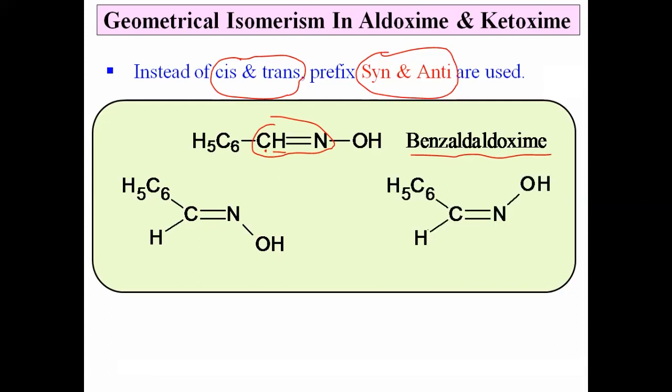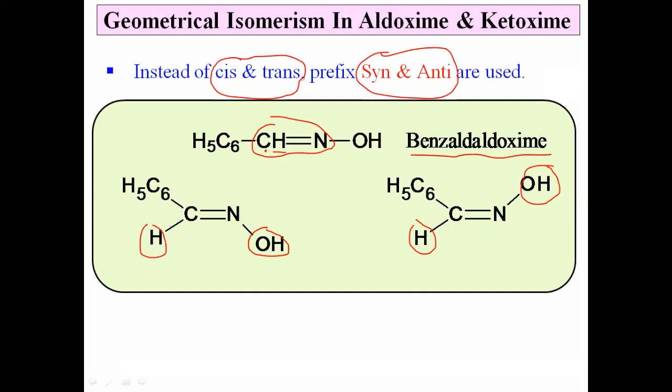What is the difference? Here hydrogen and OH are present at the opposite side. Both are benzaldoxime isomers. They have the same molecular formula and the same structural formula, but what is the basic difference? In the first case, the hydrogen and OH are present at the same side, while in the second case the hydrogen and OH are present at the opposite side. Here the arrangement of atoms or groups around the double bond is different.